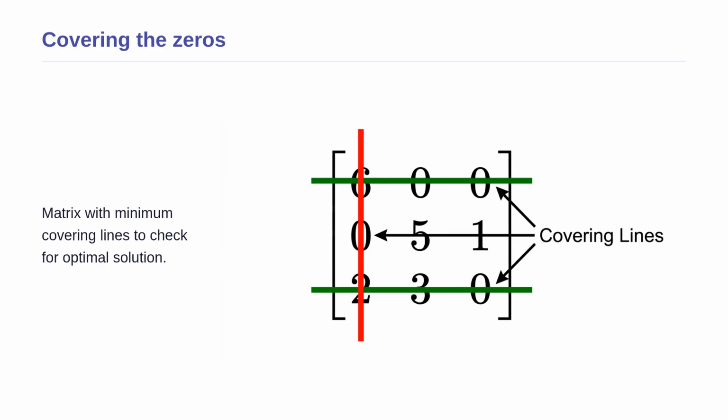Let us visualize the next step. You're looking at a fully reduced matrix. We need to draw the minimum number of straight lines to cover all the zeros. We draw a vertical red line down the first column and horizontal green lines across the first and third rows. It takes exactly 3 lines to cover all the zeros. Because 3 lines equals our 3 rows, we have reached the optimal solution and can make our assignments.